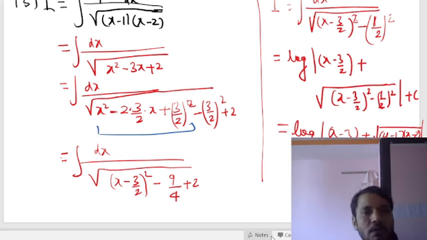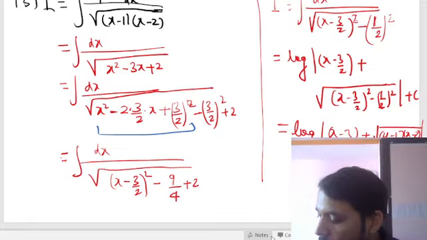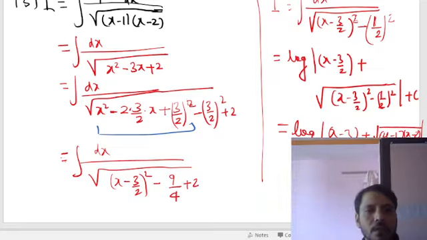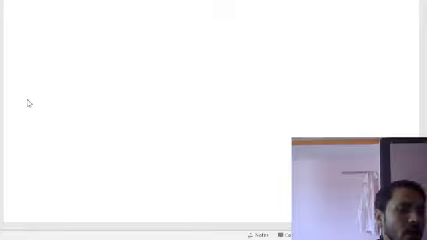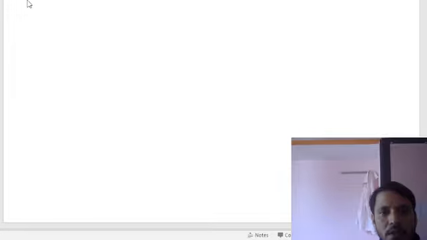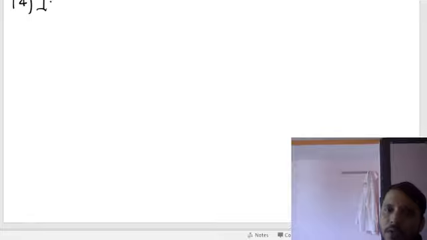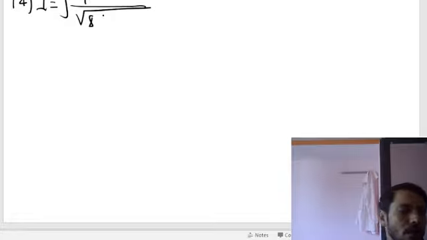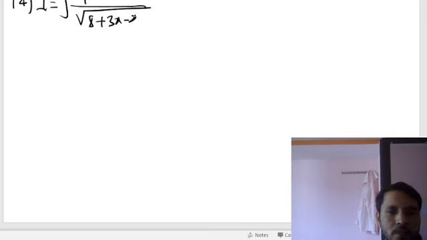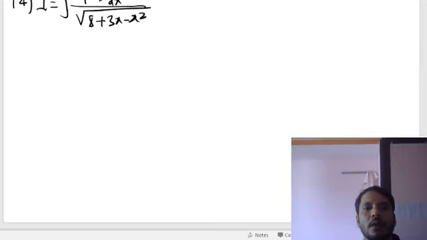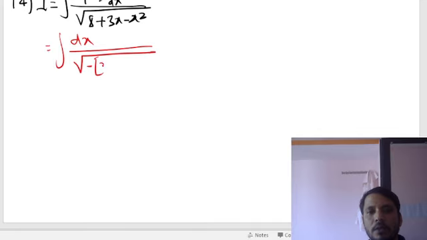Now question number 13 is done. Next are question numbers 14 and 15, which are exactly the same as the 13th one. In question number 14 we have been given: let I be equal to the integration of 1 upon the square root of 8 plus 3x minus x square. Here again the coefficient of x square is negative, so we first take minus common, and it will become the integration of dx divided by the square root of x square minus 3x minus 8, right?